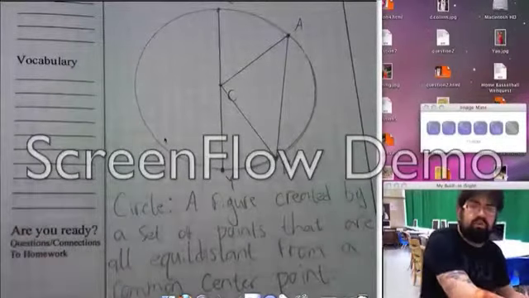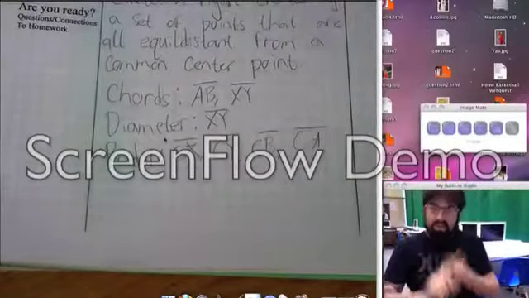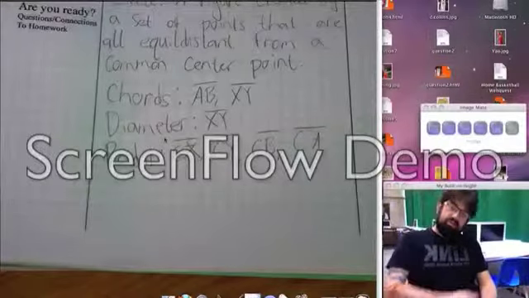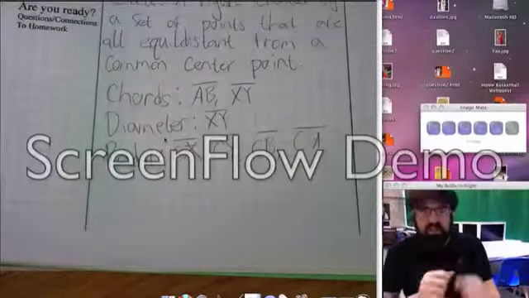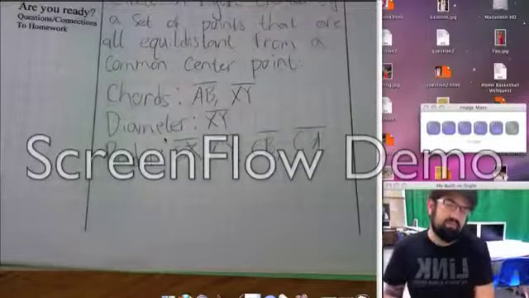Okay, so you want to finish writing all that down if you need to. Chord AB and XY. XY is a diameter. CX is a radius. CY is a radius. CB is a radius. CA is a radius. Lots of radii. Radii are usually more common.